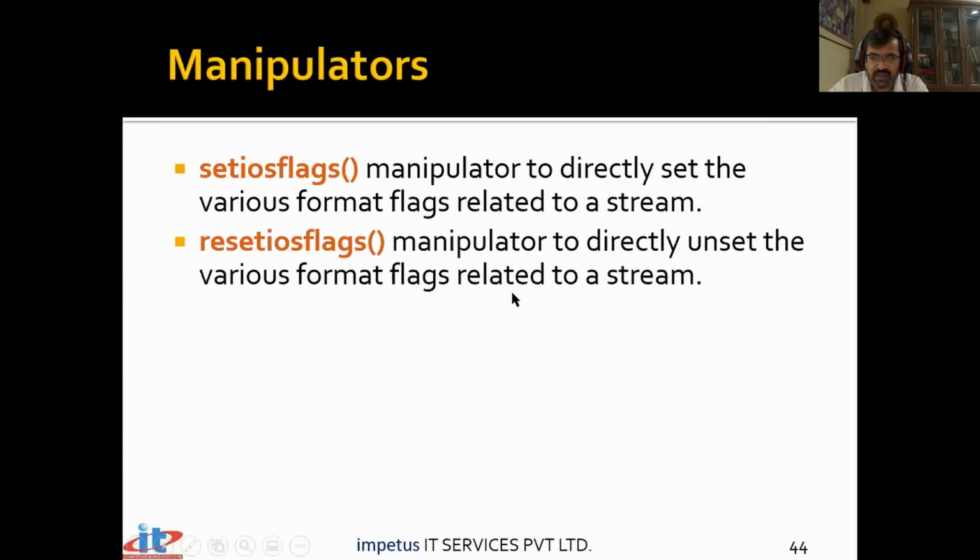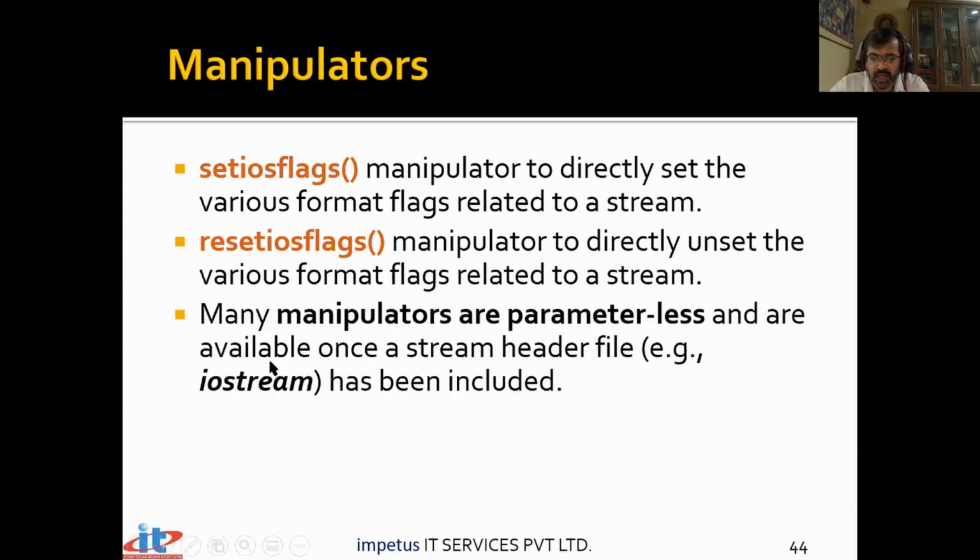Then we had another function called unsetf. Unsetf was used to set a flag off. Now, whenever we have to set a flag off, instead of unsetf, we'll go ahead with resetiosflags. So for the similar functions setf and unsetf, we now have setiosflags and resetiosflags. Similarly, there are some manipulator functions with parameters, and there are ones without parameters. So we have two different kinds of manipulators.